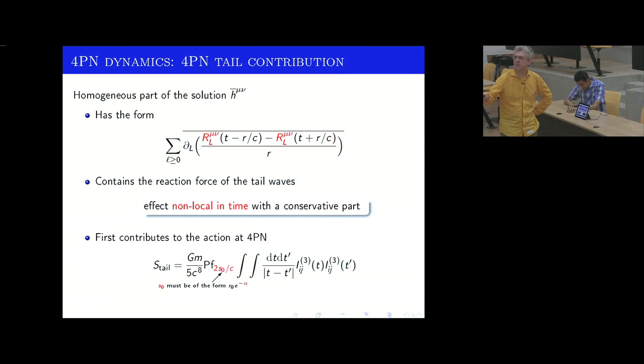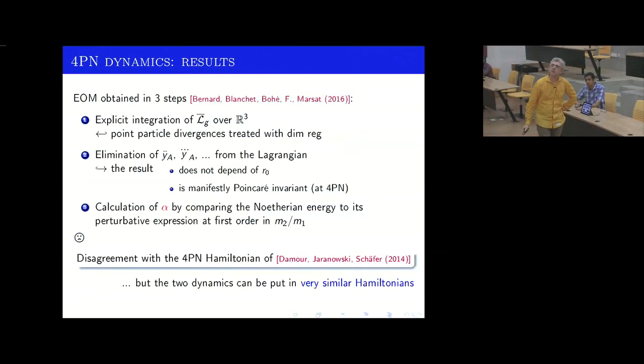This Ij is the quadrupole of the body. This means the third derivative. And so you see that the tail integral is non-local, the tail action is non-local in time. More precisely, the Lagrangian will be only one integration instead of two, is non-local in time. So this is very interesting.